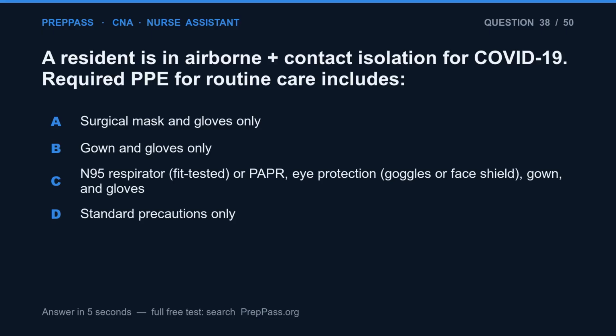Question 38. A resident is in airborne plus contact isolation for COVID-19. Required PPE for routine care includes A. Surgical mask and gloves only. B. Gown and gloves only. C. N95 respirator, fit-tested, or PAPR, eye protection, goggles or face shield, gown, and gloves. D. Standard precautions only.